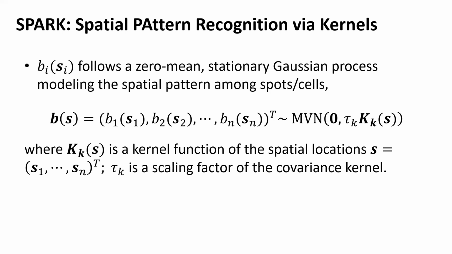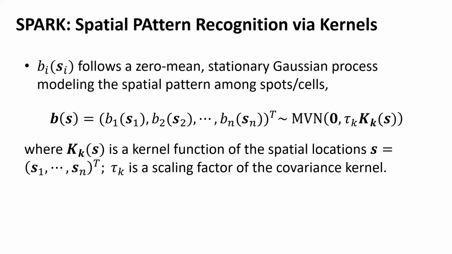To do that, we have b sub i for every i's location. You can put all the n b sub i's together. This is the n by 1 vector, the random effects on each of those measured locations. And then we model it following a multivariate normal distribution centered around a mean of 0, with the covariance captured by tau times K. The tau is a scalar, while K is an n by n kernel function of the spatial locations. K essentially captures the distance, how close or far away those spatial locations are from each other.